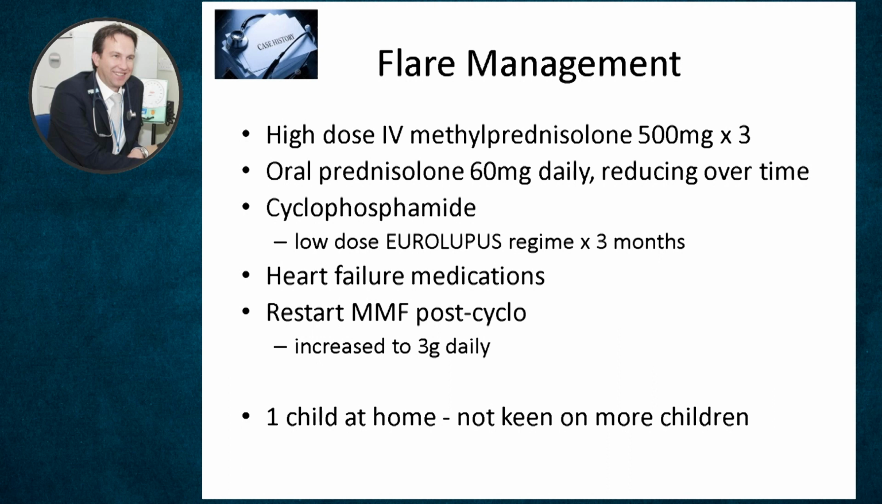And we talked to her about her pregnancy plans, as she'd already had one child. We decided that due to the severe manifestations she presented with, she would benefit most from cyclophosphamide using the low-dose Euro-Lupus regime, which minimizes exposure and reduces toxicity, but does have a smaller risk of infertility in the future. And we had a fairly frank discussion about her family planning issues. She was also started on heart failure medications, and the plan was to restart the mycophenolate mofetil after the cyclophosphamide, as she hadn't flared whilst taking it. She'd flared because she'd stopped it.